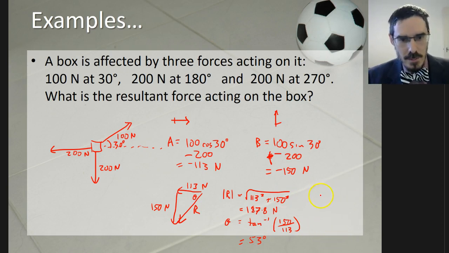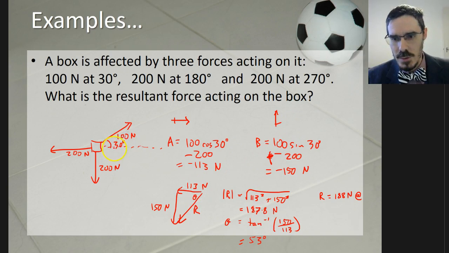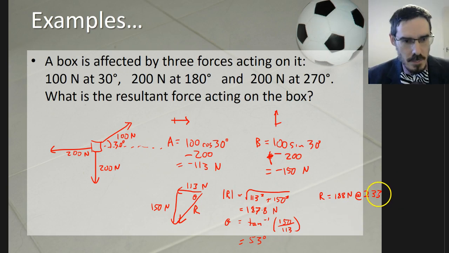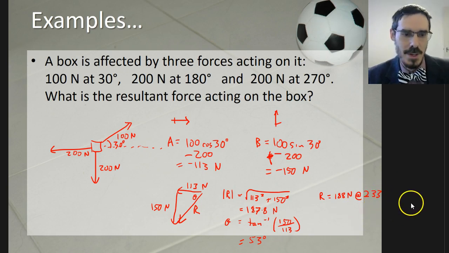So if I'm going to write my answer in one go, the resultant force is 188 newtons at what angle? Well, 53 degrees is this angle, but all our other angles are described as anti-clockwise from to the right. So it's 53 plus the whole 180. And 53 plus 180 is going to be 233 degrees. 233 degrees, that'll do.